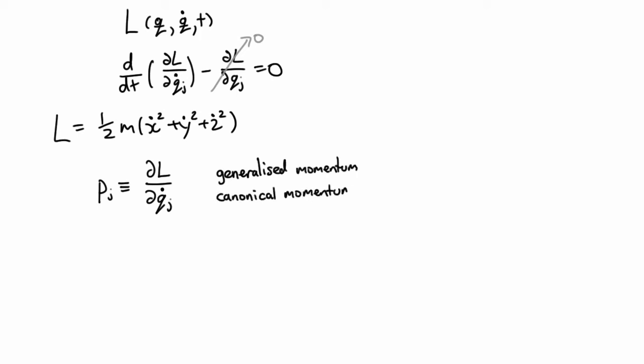Momentum. So we can see from here that if we take this derivative, then in this example, p of x would be dL/dx dot, which is just m x dot, mass times velocity. So it's the normal momentum for the normal free space thing.